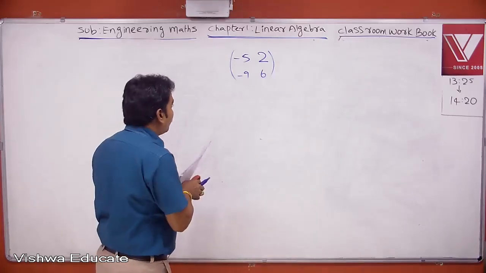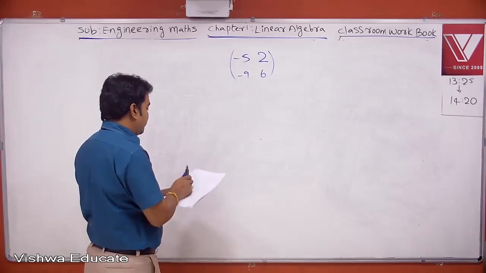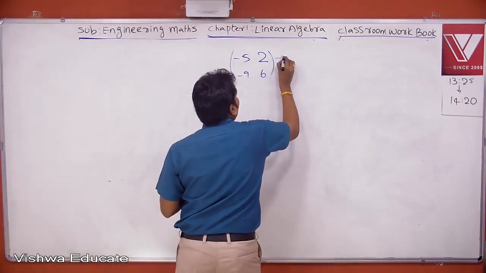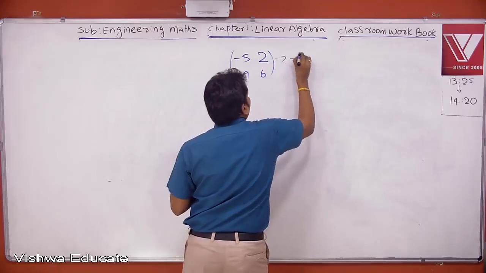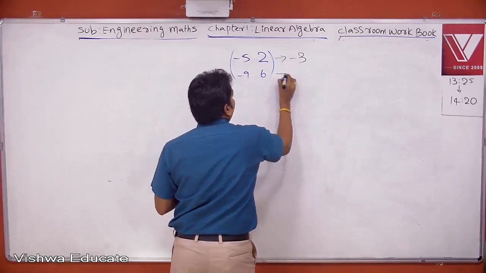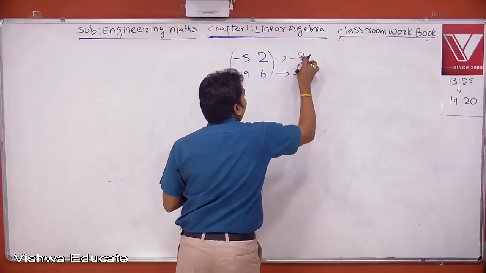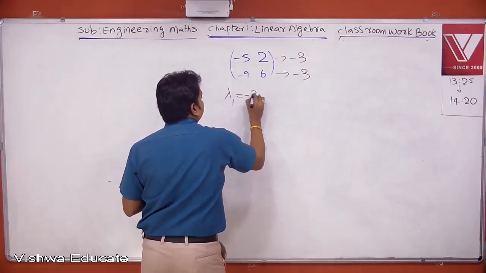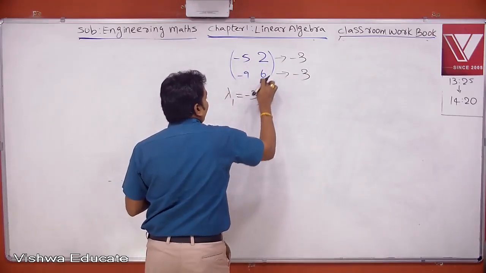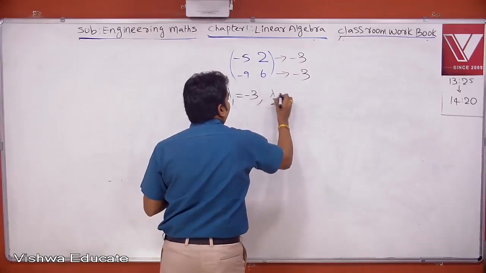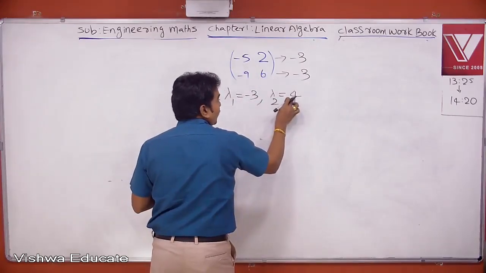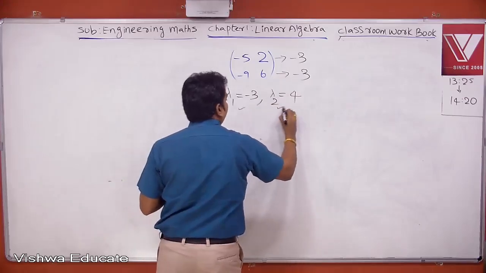Now it is our job to find the eigenvalues first, because for an eigenvector, the eigenvalue is required. Now add these two elements: minus 5 plus 2 is minus 3, minus 9 plus 6 is minus 3. So the sum of R1, the sum of R2 is minus 3. So one eigenvalue is minus 3. The trace is 1. Already minus 3 is covered, so the second eigenvalue is 4. Minus 5 plus 6 is 1, and minus 3 plus 4 is 1. Now these are my eigenvalues.